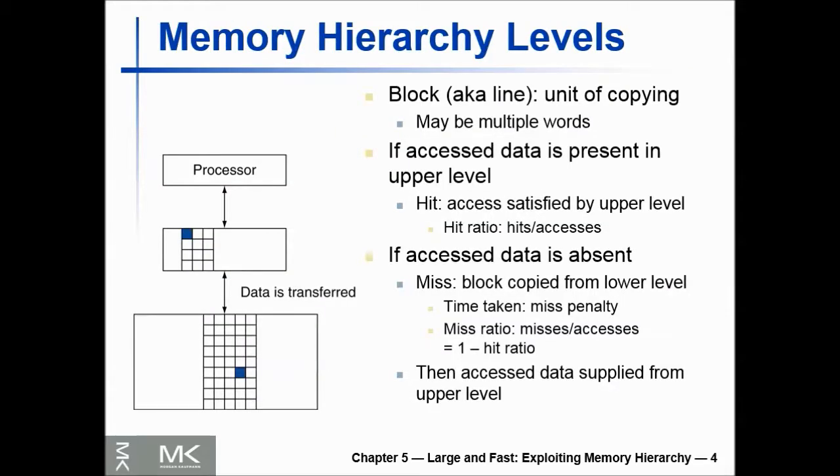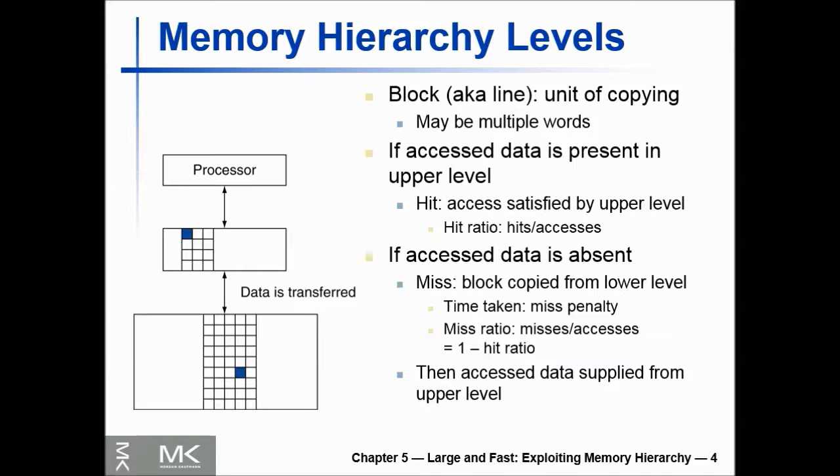A memory hierarchy can consist of multiple levels, but data are copied between only two adjacent levels at a time, so we can focus our attention on just two levels, the upper level and the lower level. The upper level, the one closer to the processor, is smaller and faster than the lower level since the upper level uses technology that is more expensive. The figure shows that the minimum unit of information that can be either present or not present in the two-level hierarchy is called a block or a line.